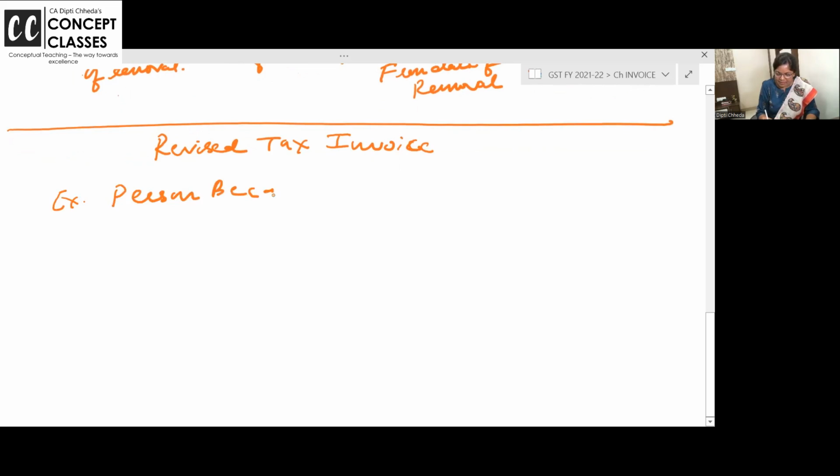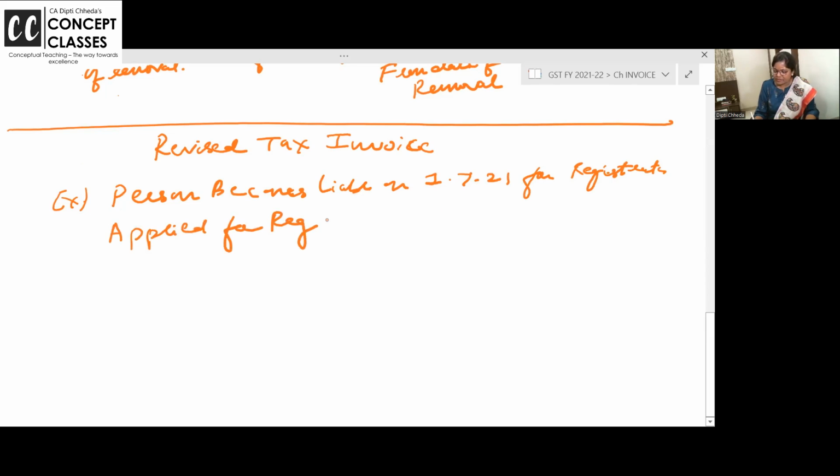A person becomes liable on 1st July 21. On 1st July 21, your turnover exceeds 20 lakhs, 40 lakhs in case of goods and so on, and you become liable on 1/7 for registration. Registration is necessary. Now, you applied for registration on 25th July 21.